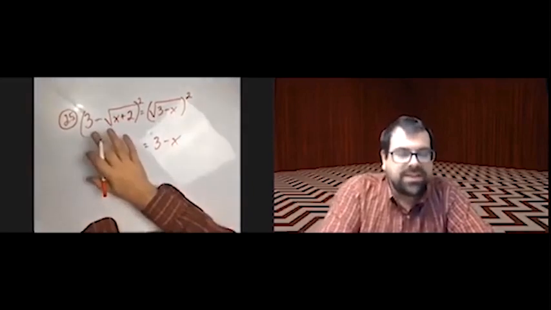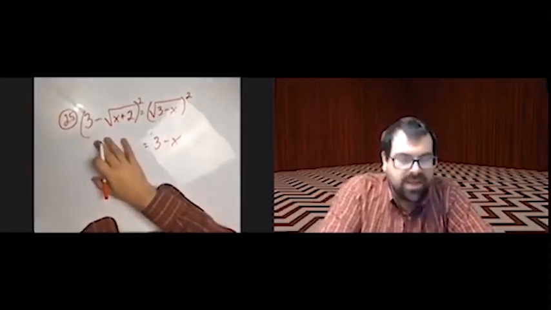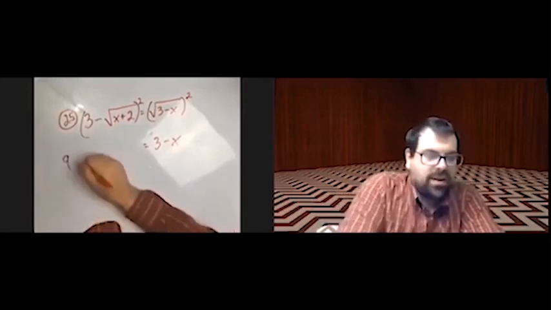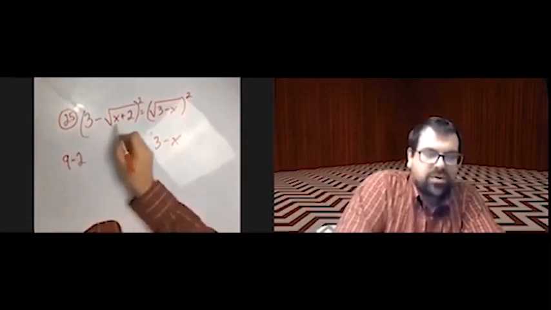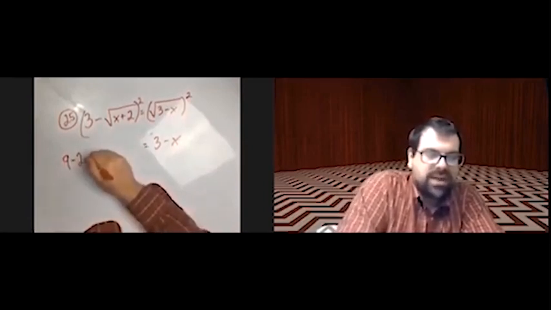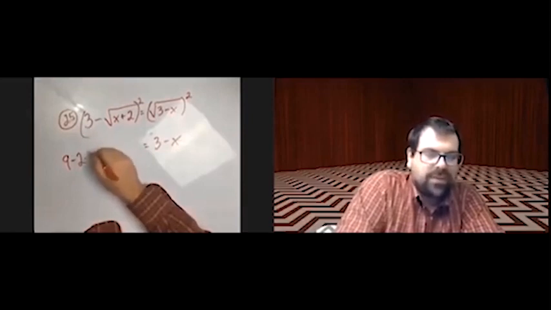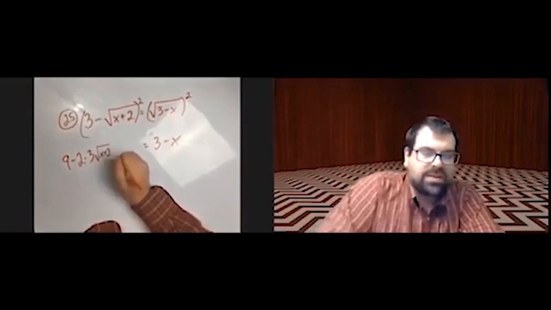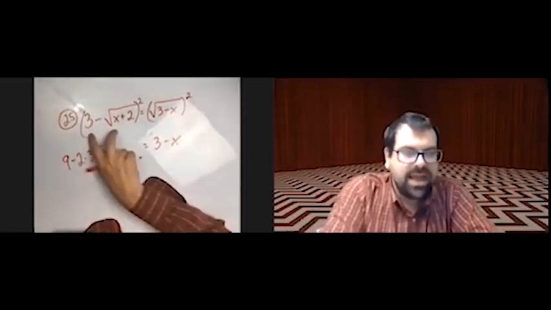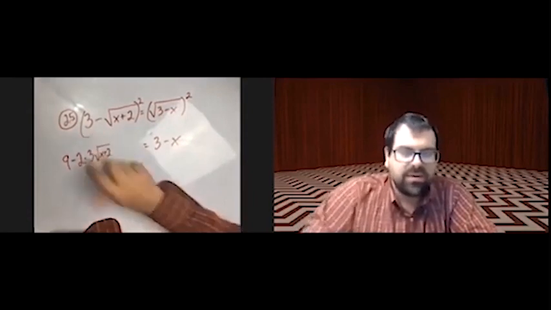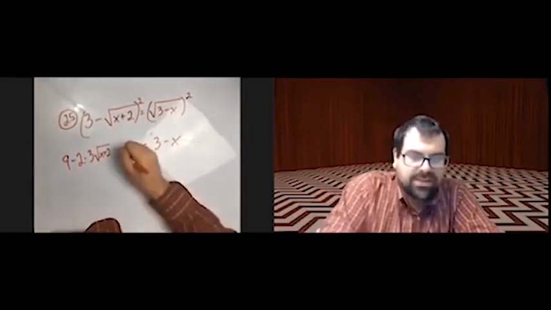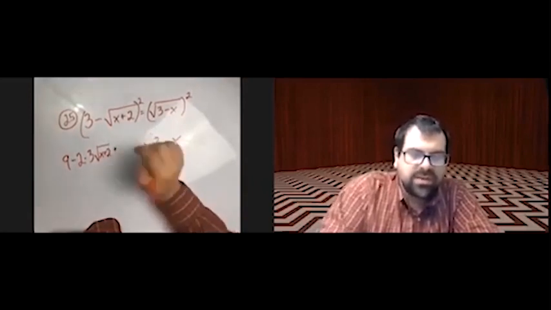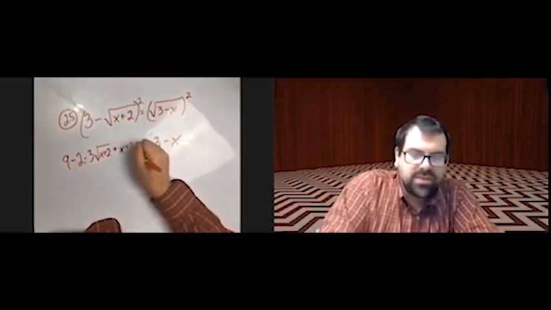On the left, be careful because it's this times this. FOIL it with itself. 3 times 3 is 9. And then we're going to have minus 2 of these things multiplied together: 3 times the radical x plus 2. That's the outer and the inner multiplied together. Last, square the square root. It's plus x plus 2.